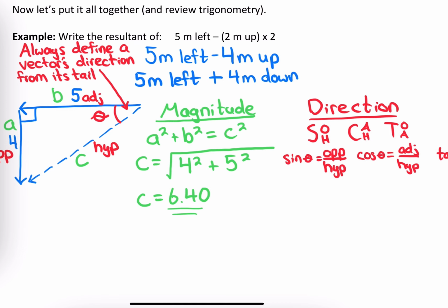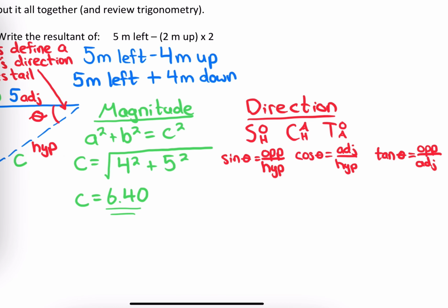So let's calculate that. We know that tan is opposite over adjacent. Sorry, I should write that as tan of theta is opposite over adjacent.